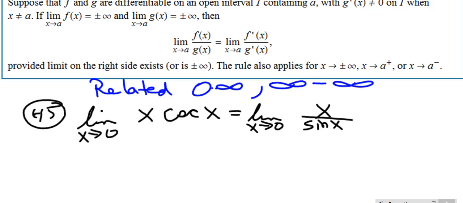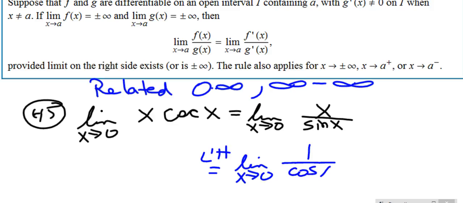So I'm going to use this, and if I do direct substitution, I now have it in the indeterminate form of 0 over 0, and then I can apply L'Hopital's rule. So I have the derivative of x and the derivative of sine x, and then I can do direct substitution, which would be 1.